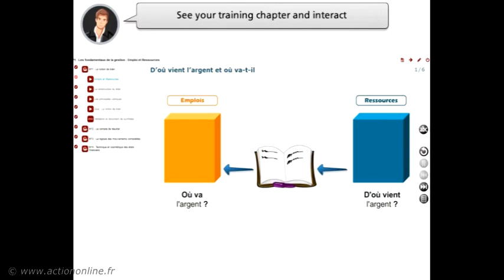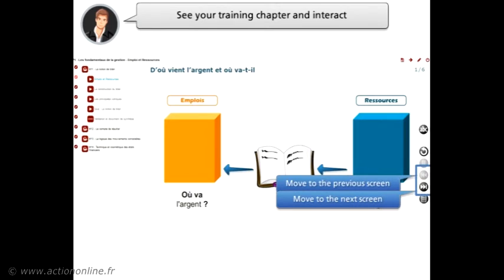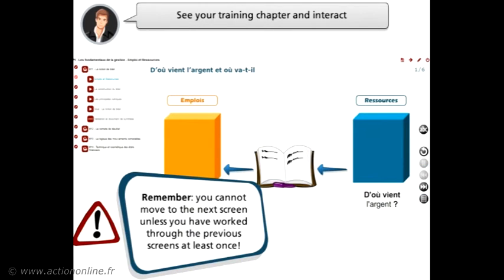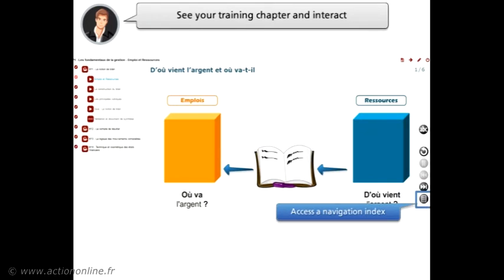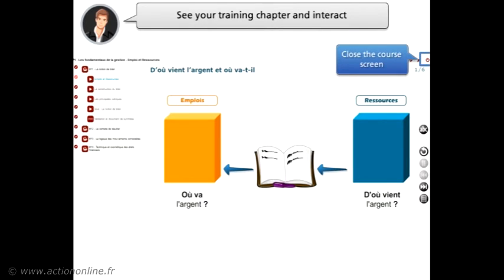From the course screen, you can access a glossary by clicking on the ABC button. Replay the screen by clicking on the arrow. Stop the presentation by pressing pause. Move to the next or the previous screen, but remember, you cannot move to the next screen unless you have worked through the previous screens at least once. Access a navigation index showing the screen titles of the chapter selected. To close the course screen, click on the cross in the top right to come straight back to your learning space.